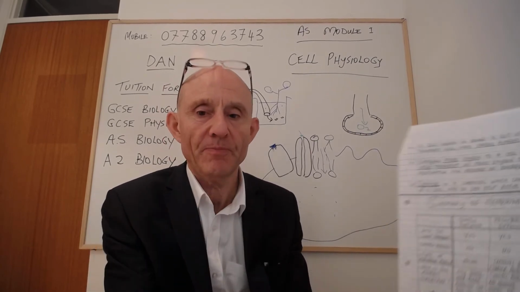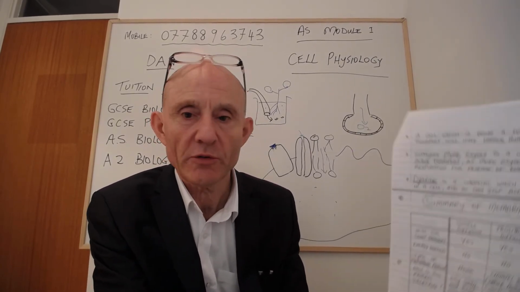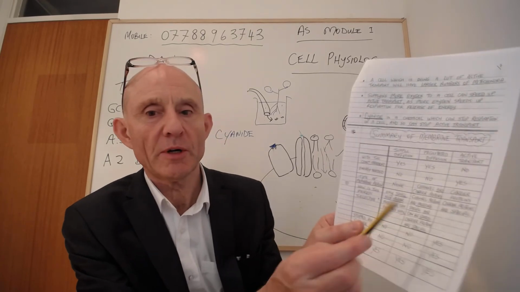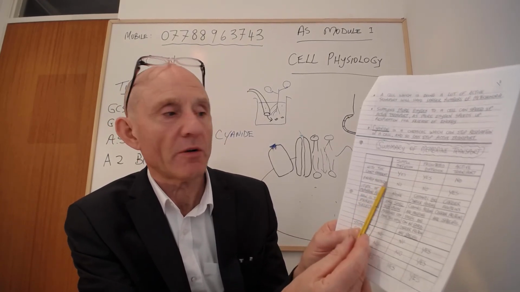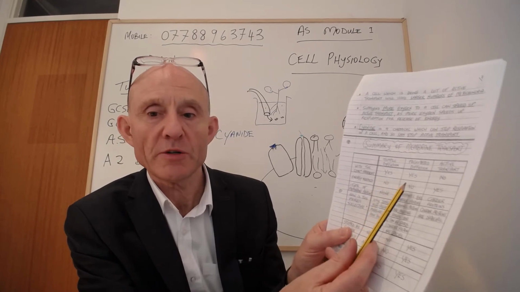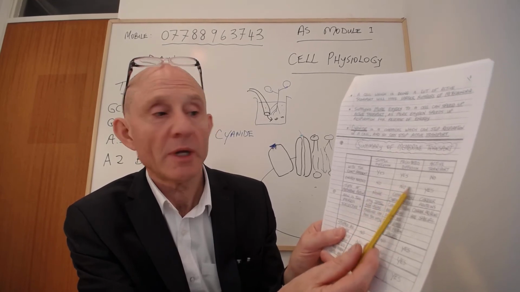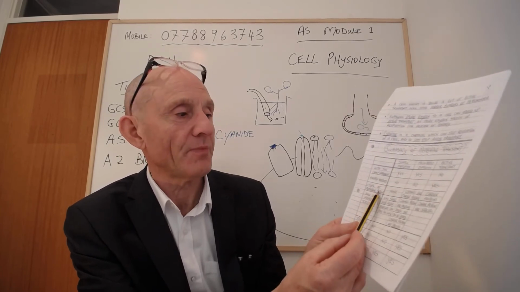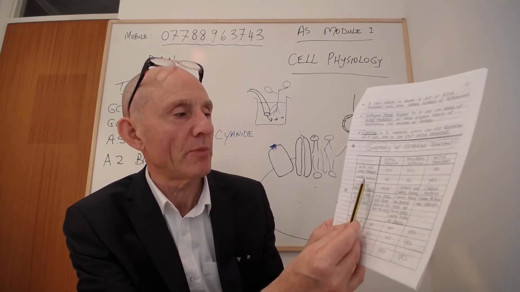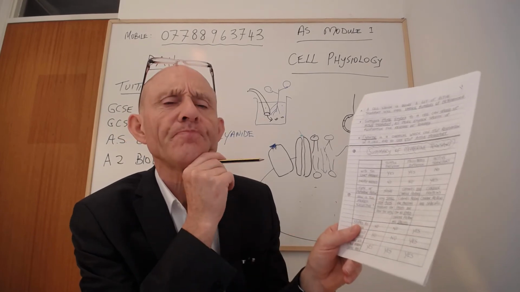The second line of the table, and you need the notes here. There's no substitute really for having the notes. Energy required. Is energy required for simple diffusion? No. Energy required for facilitated diffusion? Nope. Yes for active transport. ATP is required. Types of membrane proteins involved.